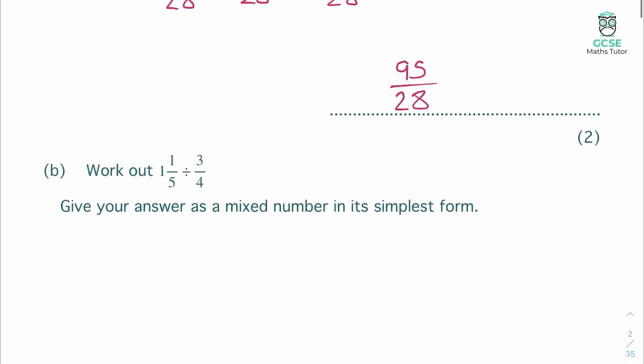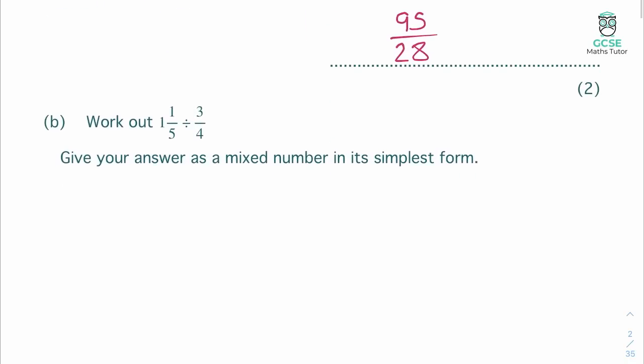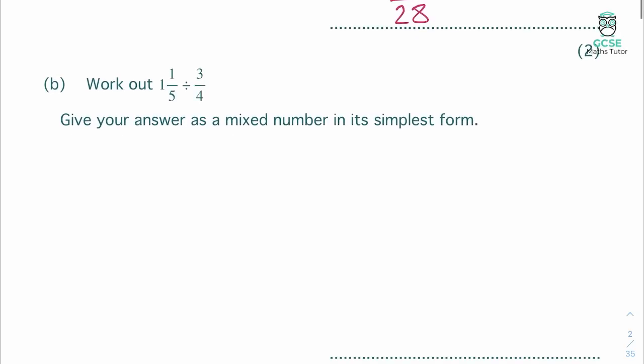Now I've already spotted this next question does say to write your answer as a mixed number in its simplest form. So we're going to do a division. Again, we're going to make that first mixed number there top heavy, so we're going to make that an improper fraction. So the 1 times the 5 add the 1 is 6 over 5. We're going to divide that by 3 over 4, so we're going to keep flip change, so times that by 4 over 3. 6 times 4 is 24, and 5 times 3 is 15.